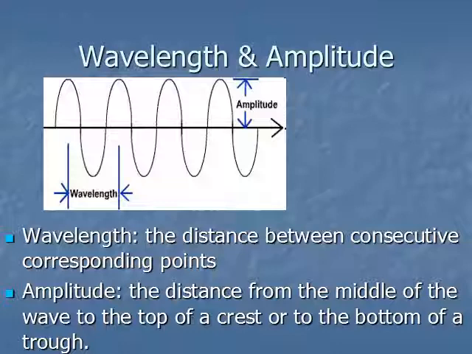Amplitude is the distance from the middle of the wave to the top of a crest or the bottom of a trough, which in this case would be up here, up to a crest, or if you want to do bottom, to a trough. Now what you notice is with waves, the distance from a crest to the middle and from the trough to the middle will be the same.